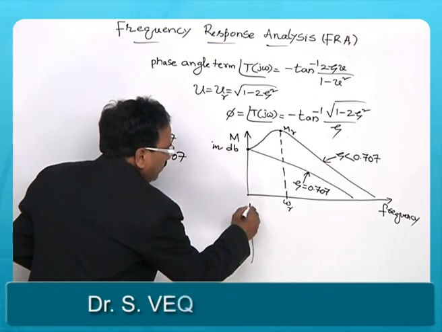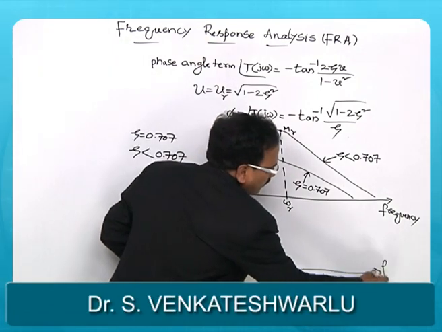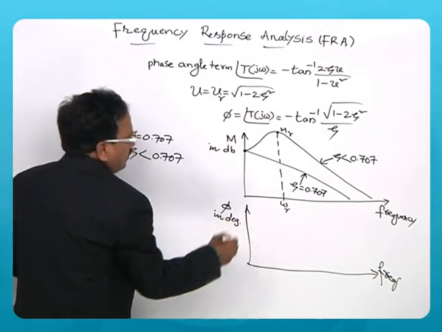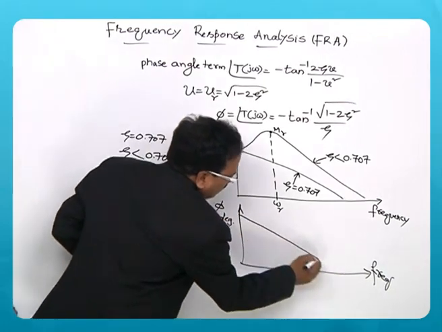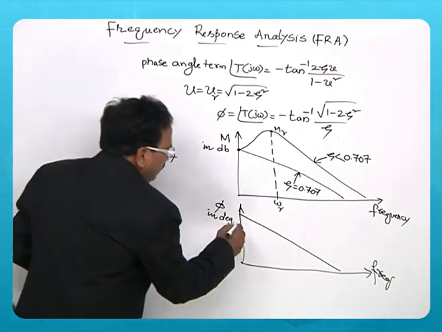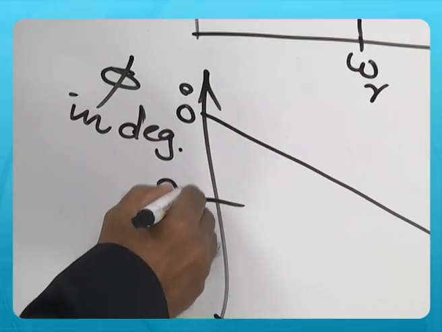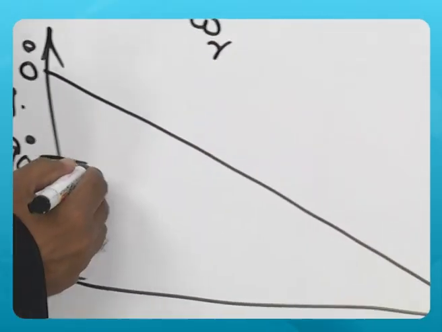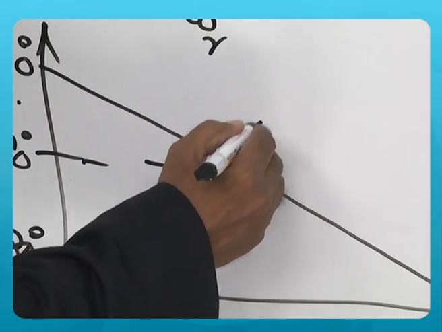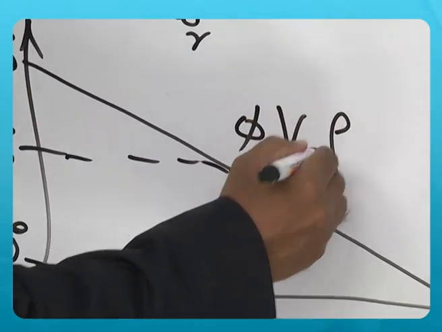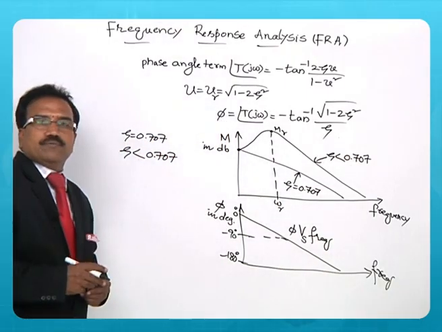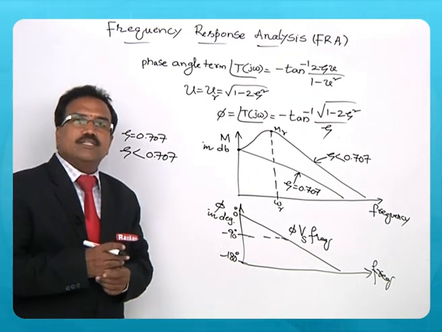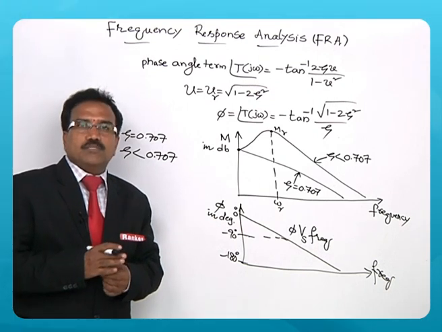Similarly, if you want the phase angle curve with frequency, the phase angle is normally expressed in degrees, and this has a trend to go down. It starts from 0, then minus 90 and minus 180 degrees. This plot, phase angle versus frequency, is known as the phase plot. The magnitude plot and phase plot are important to analyze the stability of the system in frequency response analysis.